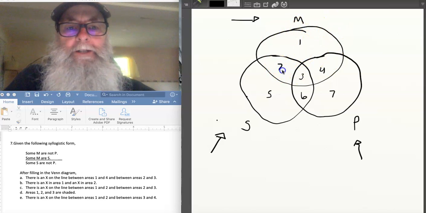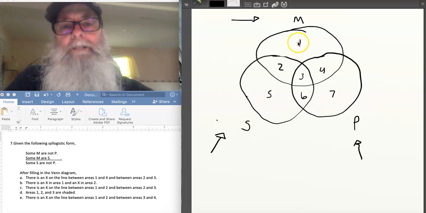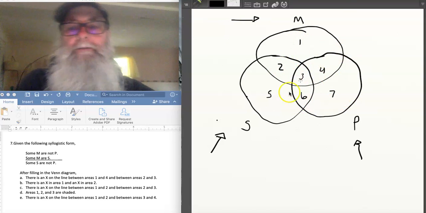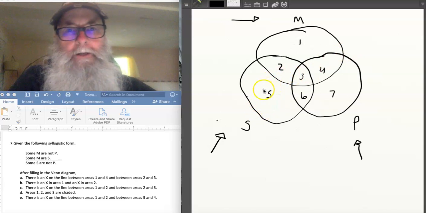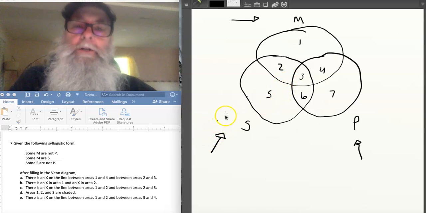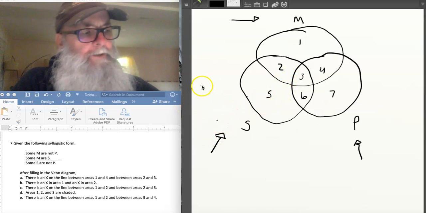The other thing that you want to take note of is that you want to number your circles like this: 1, 2, 3, 4, 5, 6, and 7. Okay, so if it's not showing up on your exam with numbered circles in this way, this is how you want to number them. All right, so when I Venn diagram, I always start with a universal premise.